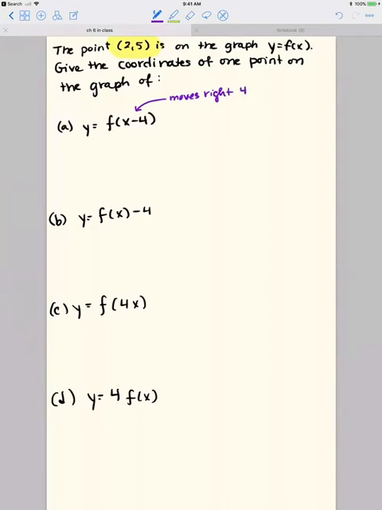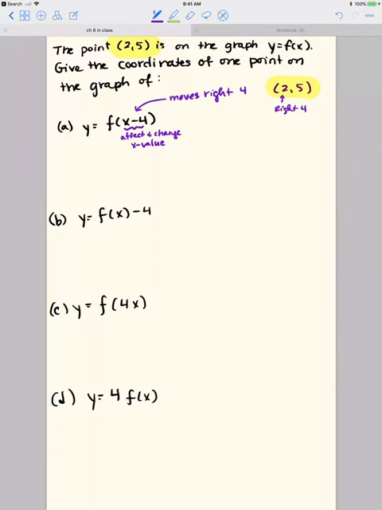So if we look at our coordinate point, which is the point 2, 5, anything inside the function value will affect and change the x value. Anything on the outside of the function will affect the y value. So if we need this point to move right 4 graphically, then we'll take the coordinate point that we were given, 2, 5, and we'll move the x value to the right 4 units.